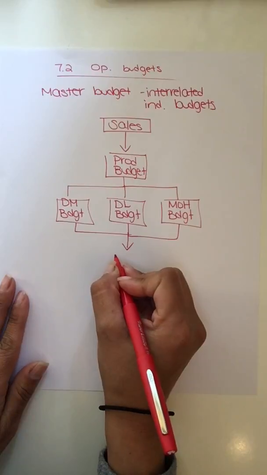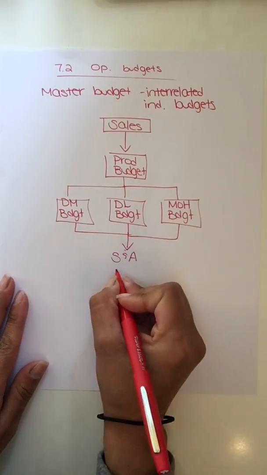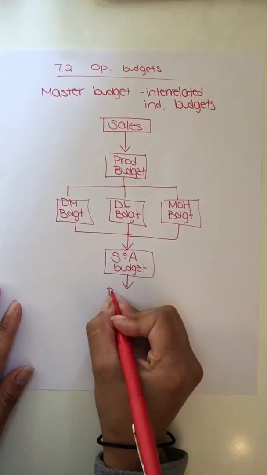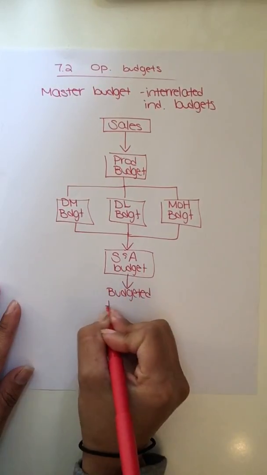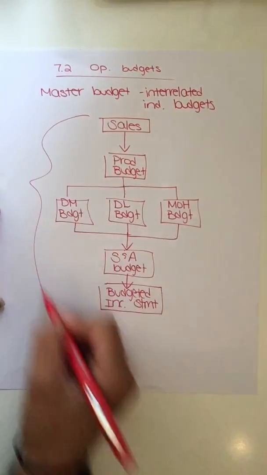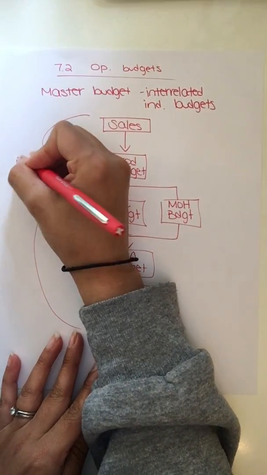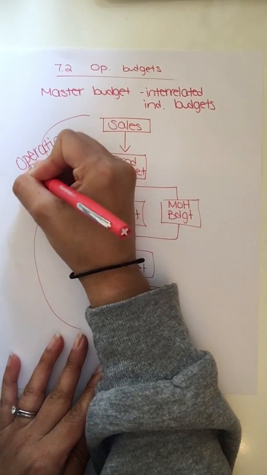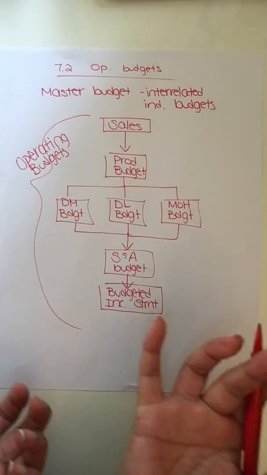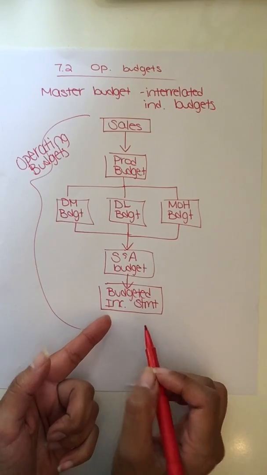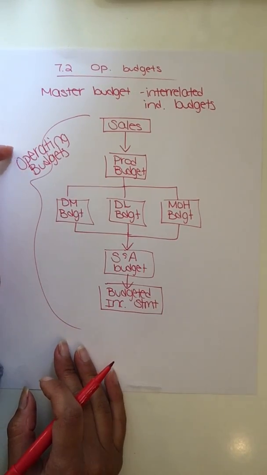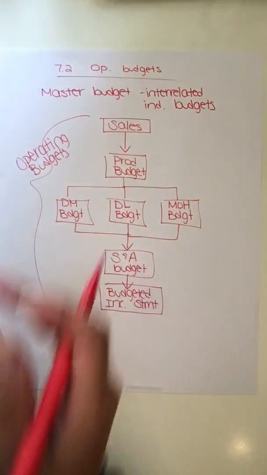Crazy house. And then we have a selling and admin budget. Finally, leading into our budgeted income statement. So all of these individual budgets together, those make up the company's operating budgets. Why do we call them operating budgets? Because they are budgets that calculate the company's income from operations, right? We see income from operations on the income statement. So all these individual budgets are needed to calculate that final amount. So that is the operating budget that we will be focusing on in section 7.2.